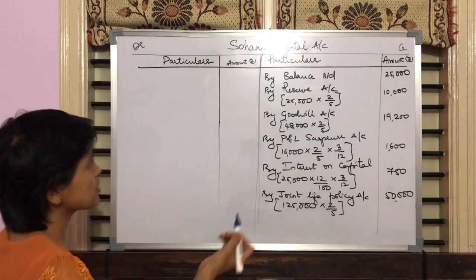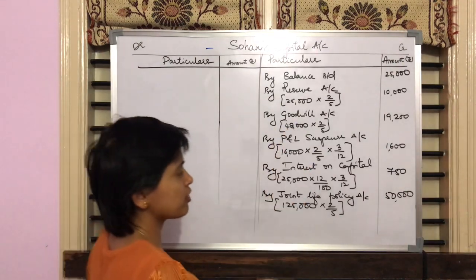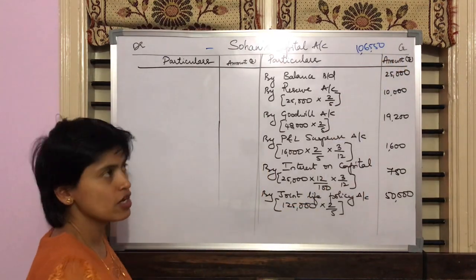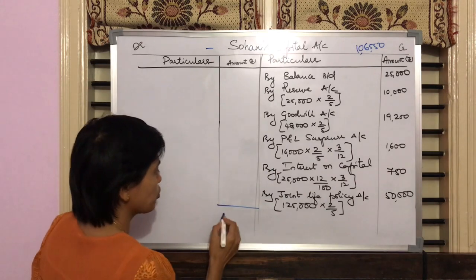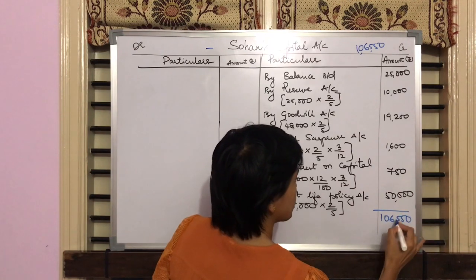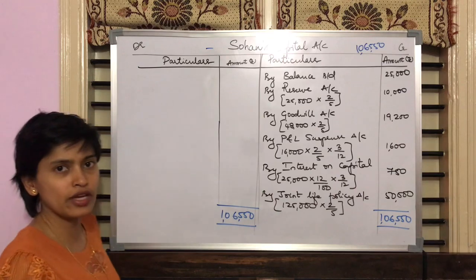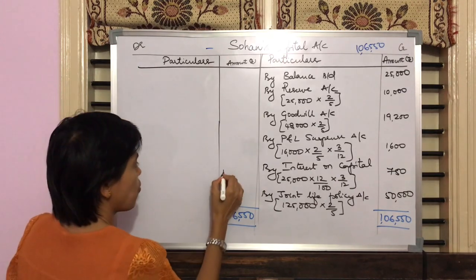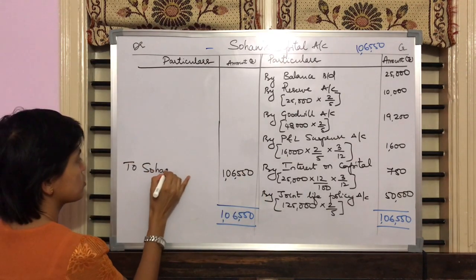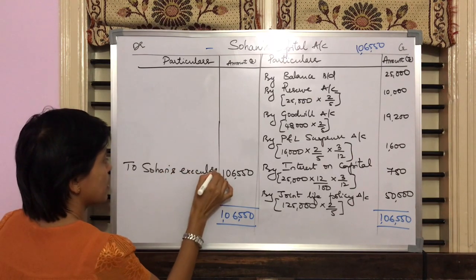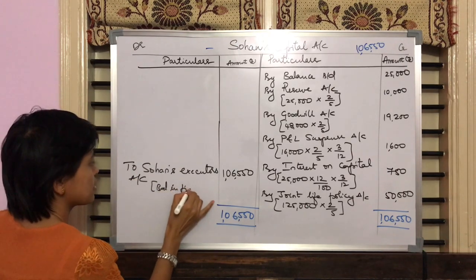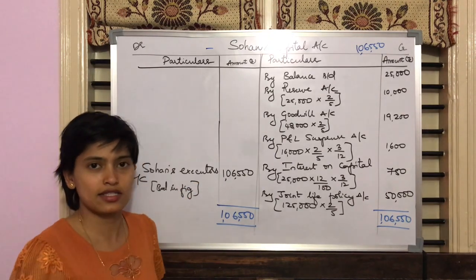Now for the balancing, there is nothing on the debit side. On the credit side, the total is 1,06,550. So this is the highest amount. Let us write it on both the sides, 1,06,550. There is nothing to reduce on the debit side. So let us write the amount 1,06,550 as to Sohan's executor's account, in brackets, balance in figure. So that's it with this solution. Thank you.